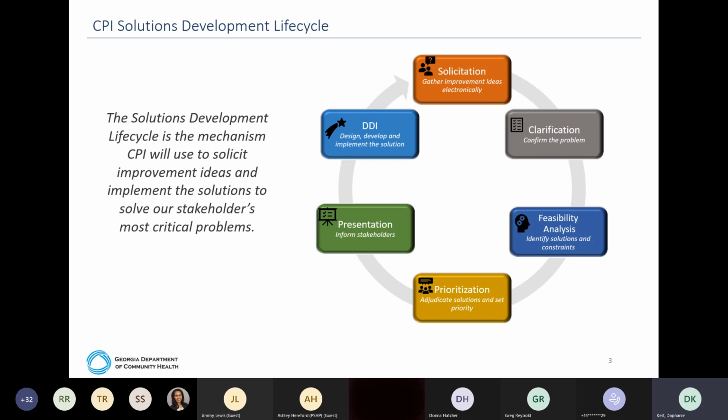Then into prioritization, which is where we look at solutions and make determinations on which may be the best ones to move forward with. This is also the point in time where we would bring in the CPI steering committee to help make some decisions on what the priorities are. Presentation, that's what we're doing here now today, informing stakeholders on decisions that have been made, or providing updates just on where we are for certain projects, and then moving forward with implementation.